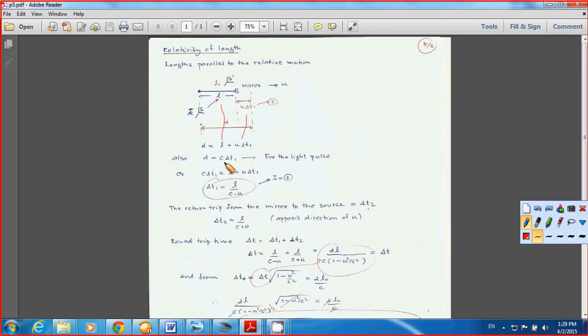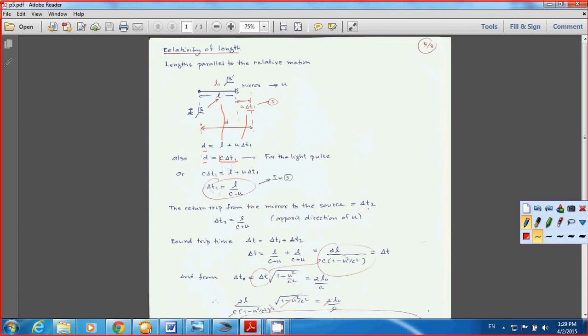And also d equal to c delta t1. Why? Because you're talking about the light source here. The light will travel for the time delta t1, a distance of c delta t1, because you start shining light from the starting point here. When the time delta t1 passes by, the light is going to be at this point. So simply you multiply c by delta t1, and of course your d's all have to be equal.